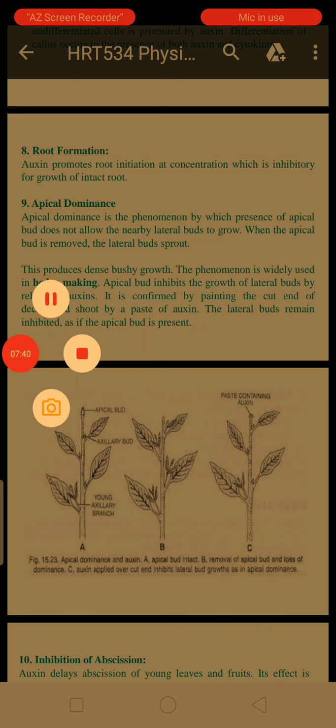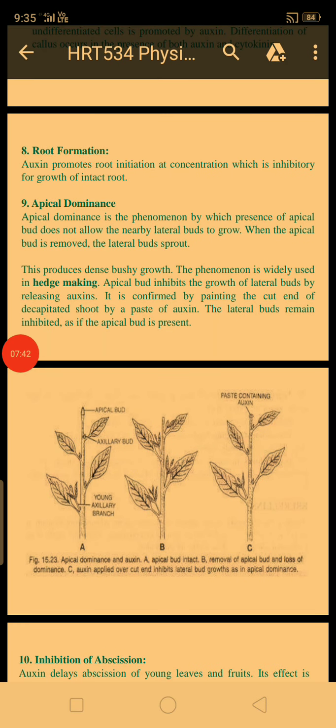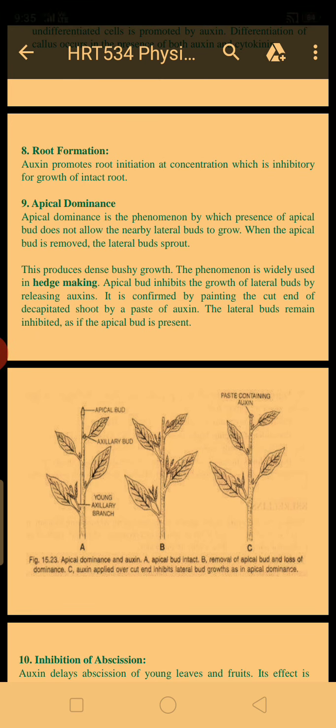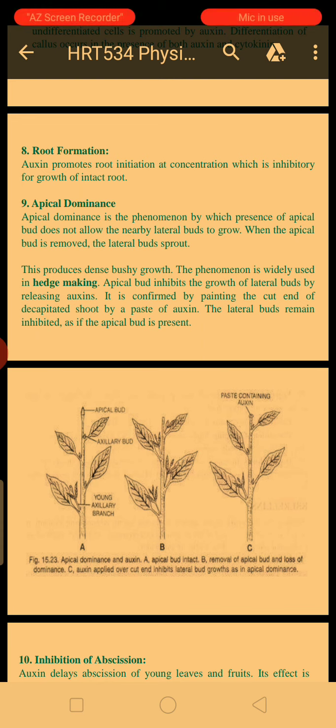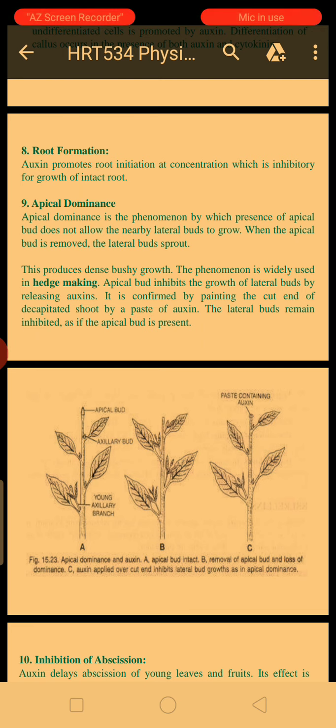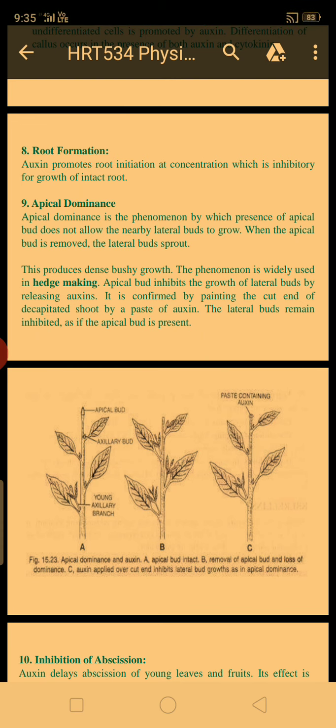Auxin will also delay the abscission, the formation of the abscission layer, but in the natural way it will promote it. In artificial conditions or injury, it will enhance healing, you can say. Come to the next point, the tropic movement. Differential distribution of indole 3-acetic acid produces the tropic response, phototropism as well as geotropism.